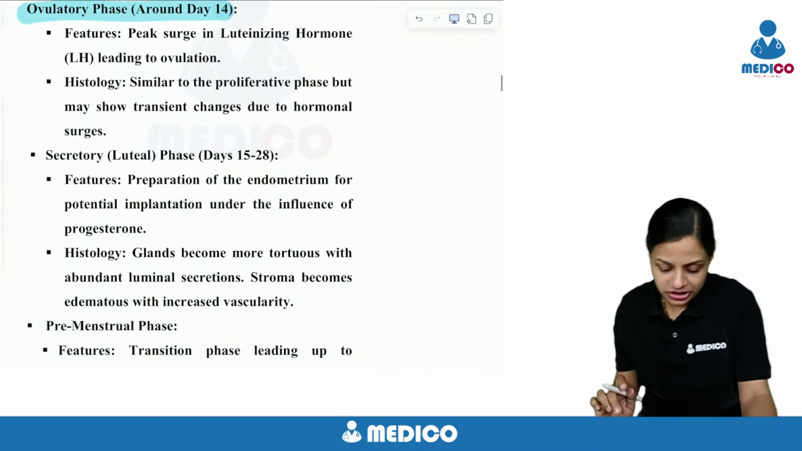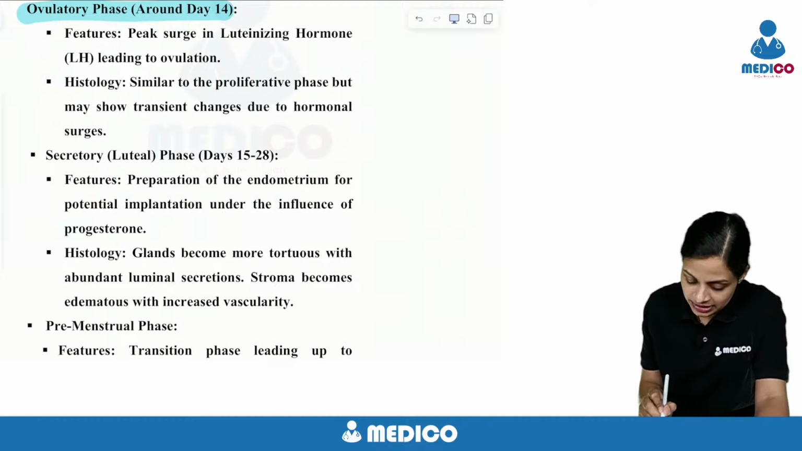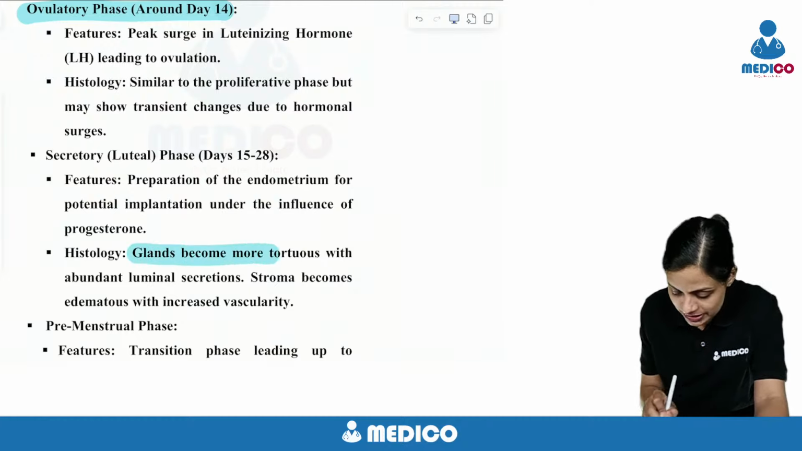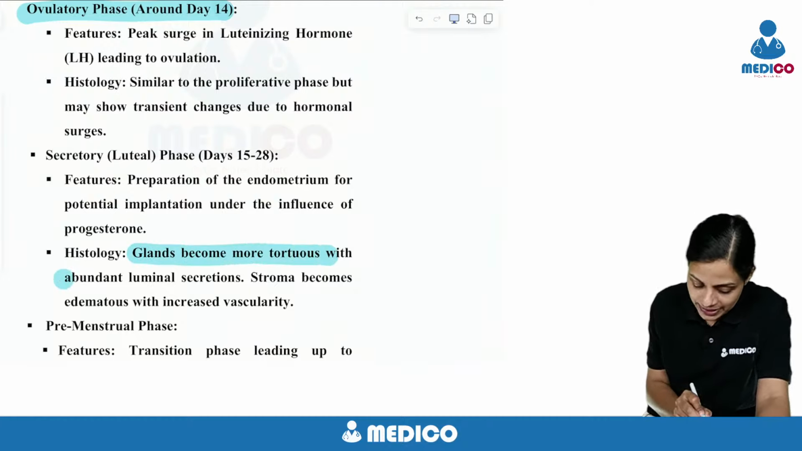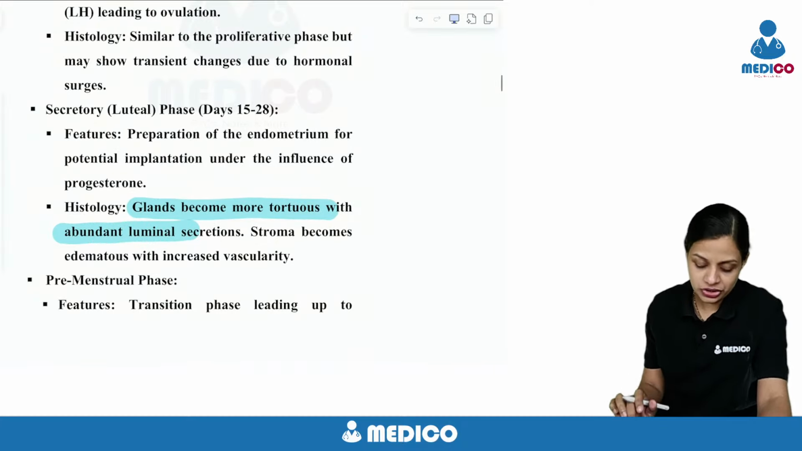Then you have got the luteal phase. Luteal phase is from day 15 to day 28. Here, this one is important. The glands become tortuous and there are abundant luminal secretions. Where is this seen? In the luteal phase.